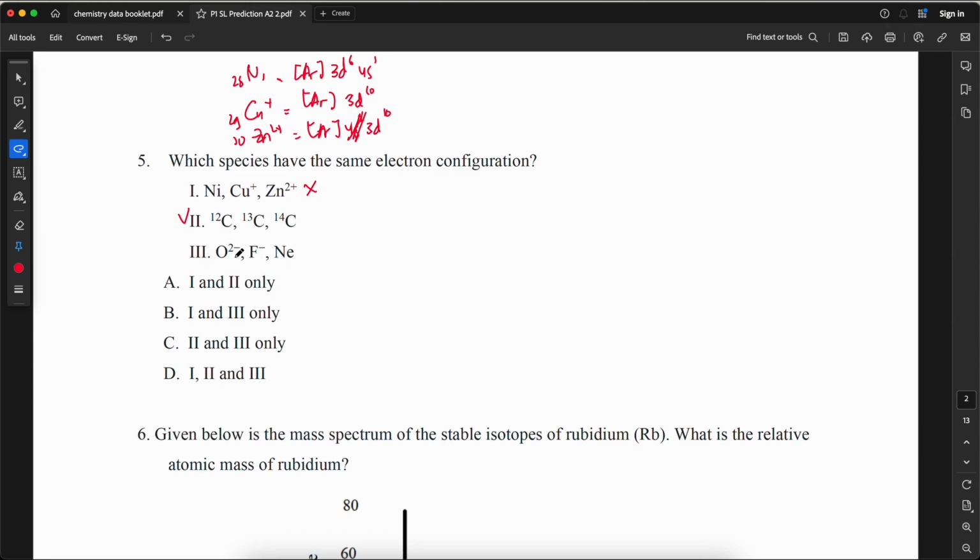Now let's do the third option. Oxygen with 8, 2 minus, number of electrons is 10. F with number of electrons 9 and -1, number of electrons will be 10. And Ne, it's also 10. So the third one is correct. So C.